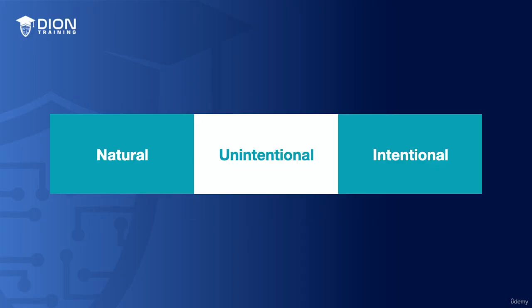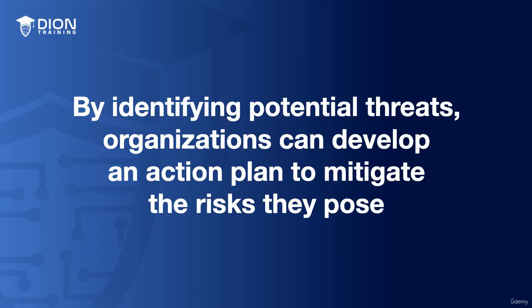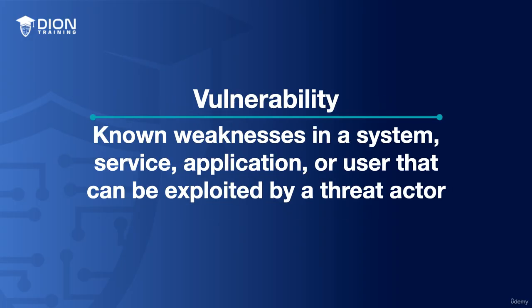Threats can be classified into three primary types: natural, unintentional, and intentional. Natural threats include natural disasters such as fires, flooding, and hurricanes. Unintentional threats arise from mistakes made by administrators or users. Intentional threats, on the other hand, include malicious attempts to disrupt services, access data, or delete data. By identifying potential threats, organizations can develop a plan to make sure that they mitigate any of the risks that they pose. Next, we have vulnerabilities.